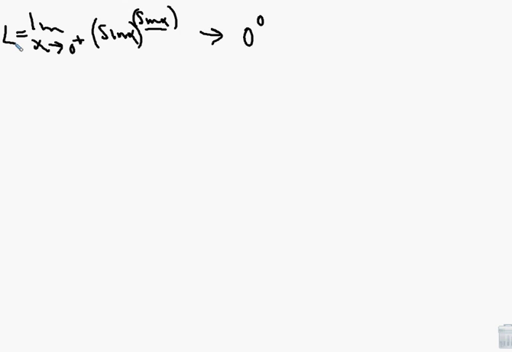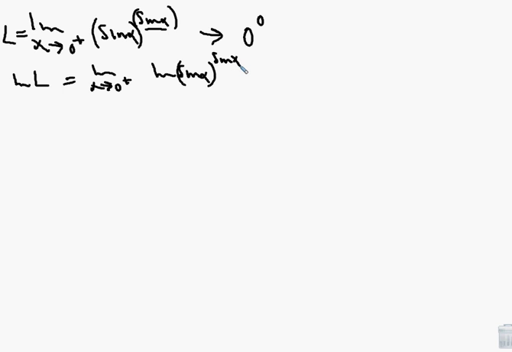L is the thing that we're looking for, that's our answer. We're going to take the natural log of both sides, so we have ln of capital L equals the natural log. It doesn't matter where the limit is. We can put it inside the limit. So we're going to do the limit as x approaches 0 from the right of the natural log of sine of x to the sine of x.